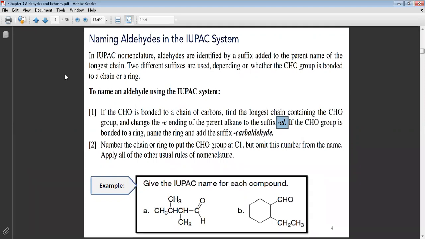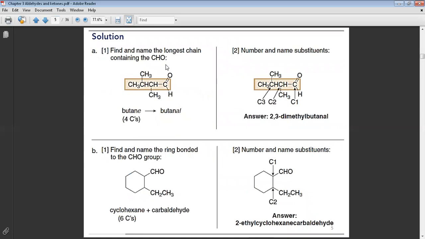Is this clear, yes? That was number one. And number two: number the chain or ring to put the CHO group, the aldehyde group, at carbon number one. But omit this number from the name, and apply all the other rules for the IUPAC system: the name of the substituent, the number of the substituent, hyphens, commas, all other rules.